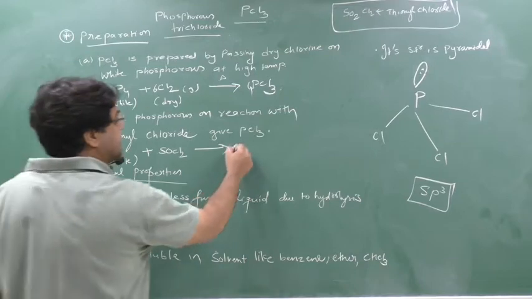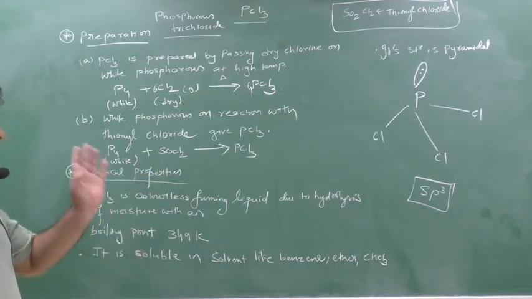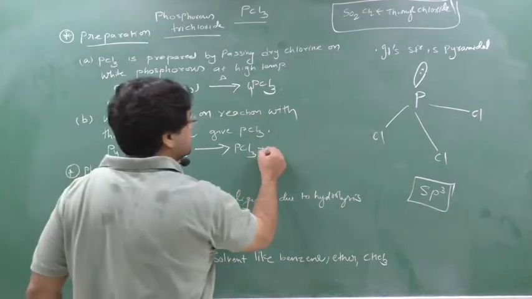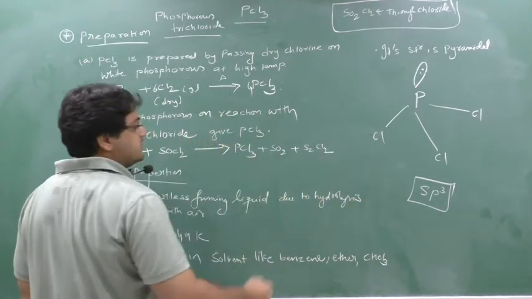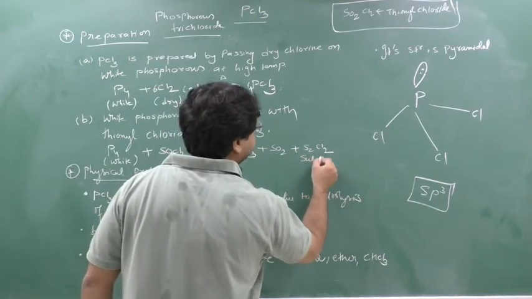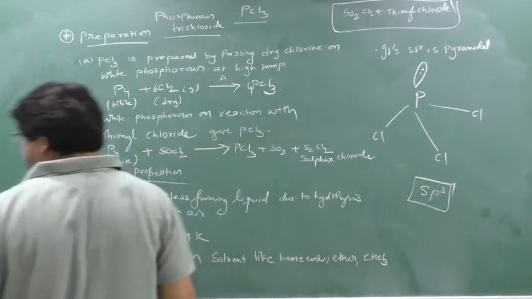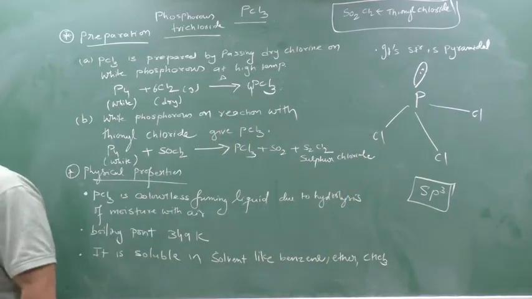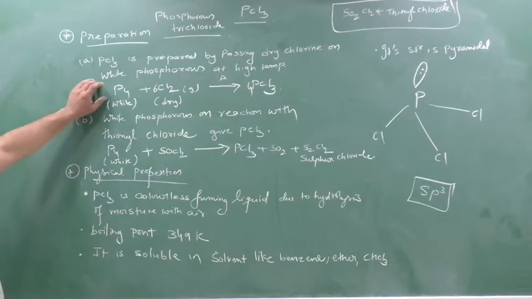So we will get PCl3, and there are two more extra products which are asked in the exam: one is SO2 and another one is S2Cl2. Please remember this. S2Cl2 is sulfur chloride. Please remember this portion, that S2Cl2 is sulfur chloride. You can balance it at home. Clear this part? Why have I balanced this?